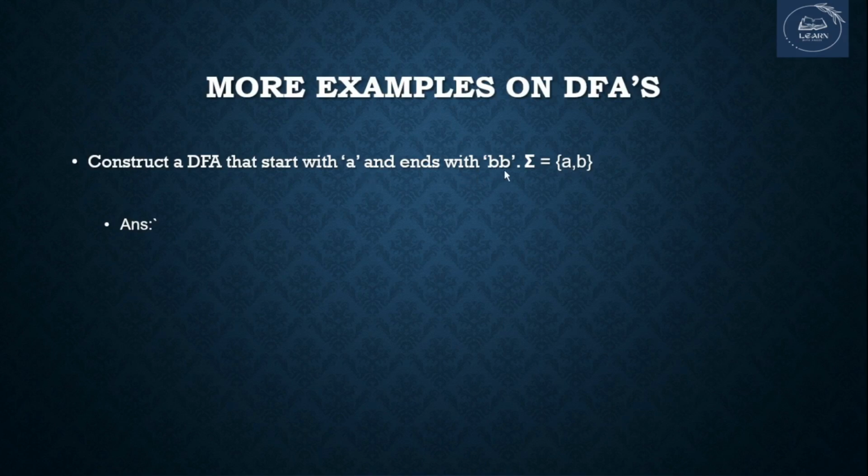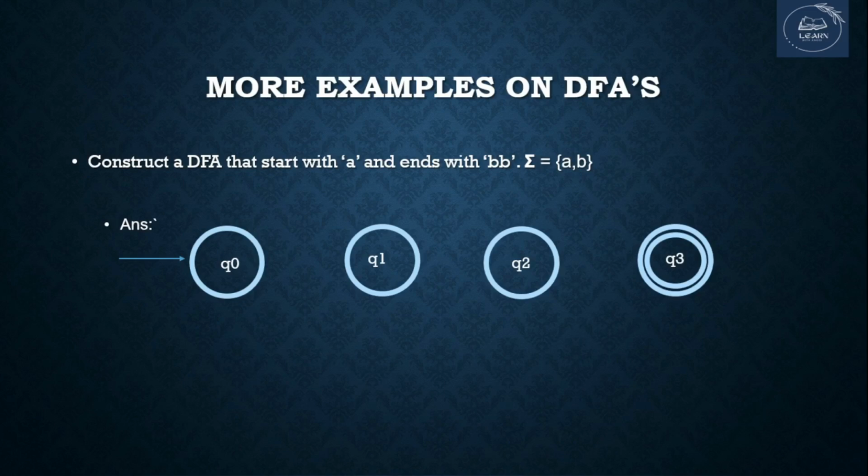Therefore, the way I interpret the question, the most important thing is we need to have an A, and we need to have BB, meaning we need to have three things in any string we have. If we need to have three things, then my way of solving this problem is what? We need to have 4 states, starting from Q0, Q1, Q2, then Q3.